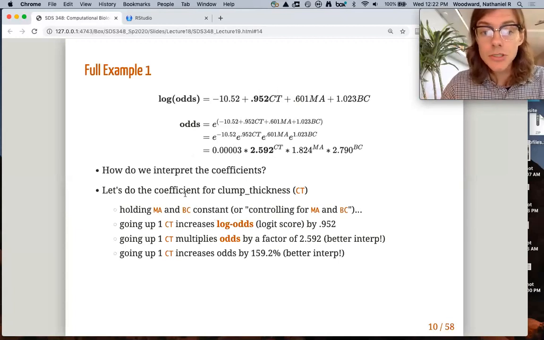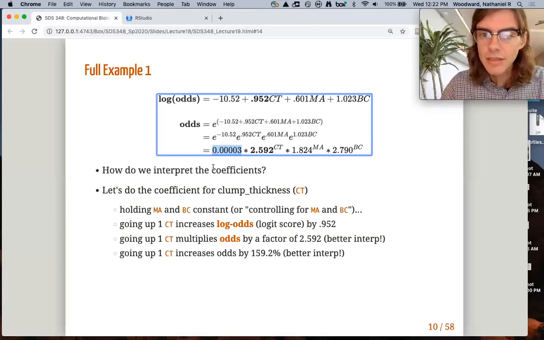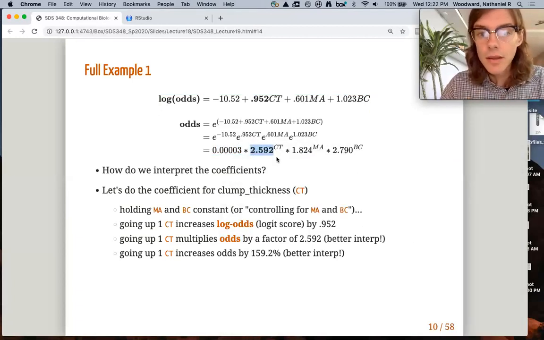So once you've controlled for marginal adhesion and bland chromatin, when you increase clump thickness by 1, that multiplies the odds by a factor of 2.592. Imagine your odds if clump thickness is 0 is this, your predicted odds if you have 0 clump thickness and 0 for everything else. If clump thickness goes up 1, then this gets multiplied by 1 of these. So it goes up by 160%, or by multiplying it by 2.6, essentially.